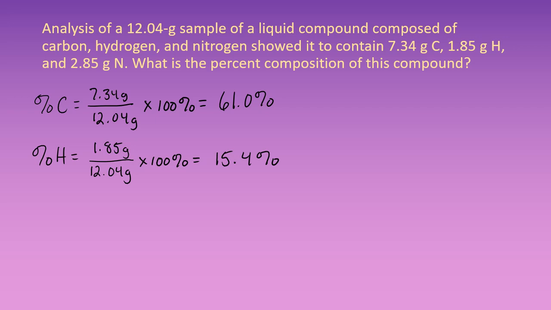Finally, to determine the percent composition of nitrogen in our compound, we will take the total amount of nitrogen present, 2.85 grams, divide by the total amount of compound present, 12.04 grams, and multiply by 100%. Typing that in our calculator, we can see that this results in about 23.7%.